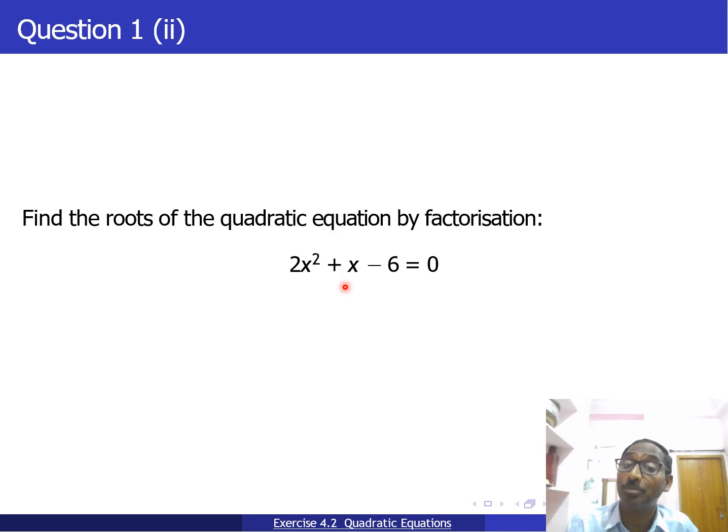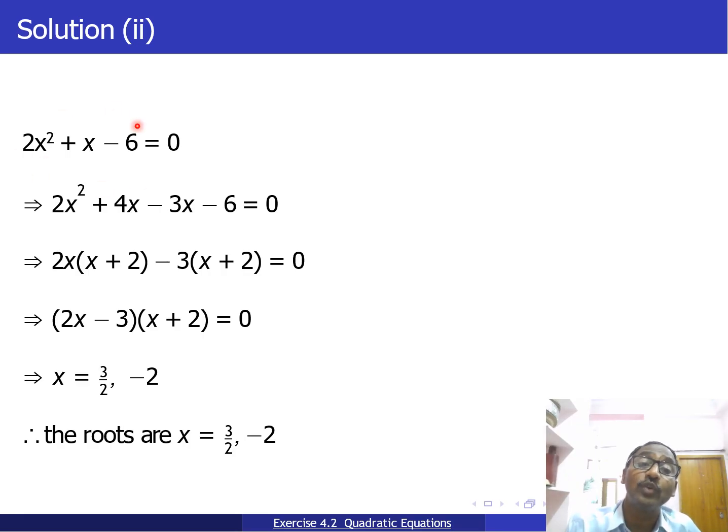So minus 3x plus 4x. I split this x as minus 3x plus 4x. See here, 2x square plus x minus 6 equal to 0. 2x square plus 4x minus 3x minus 6 equal to 0. Taking 2x common, 2x times x plus 2 minus 3 times x plus 2 equal to 0. This implies 2x minus 3 times x plus 2 equal to 0. This implies 2x minus 3 equal to 0, that is x equal to 3 by 2. x plus 2 equal to 0, that is x equal to minus 2. Therefore the roots are x equal to 3 by 2 comma minus 2.